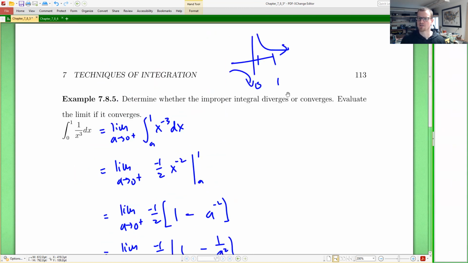That is, the area within this window, that particular area, that region, the area of that region is an infinite area. Okay.